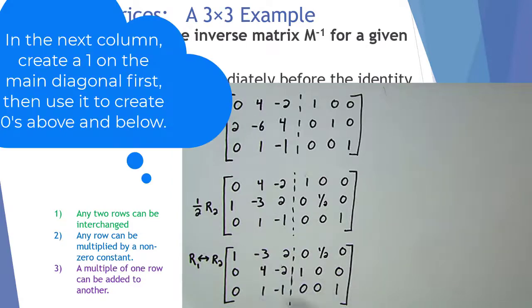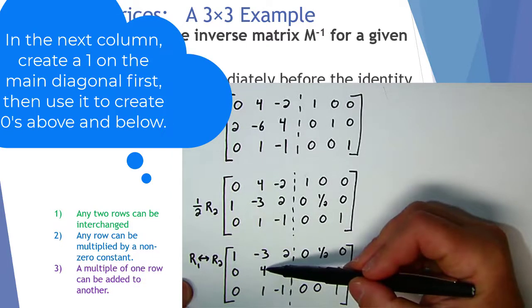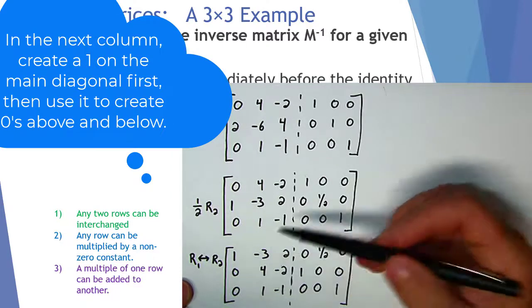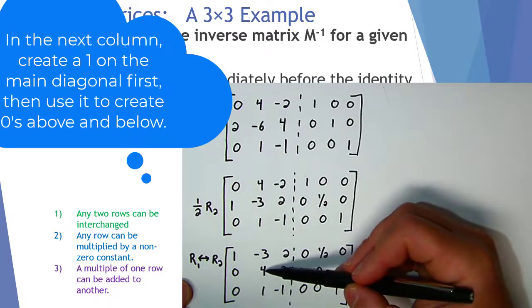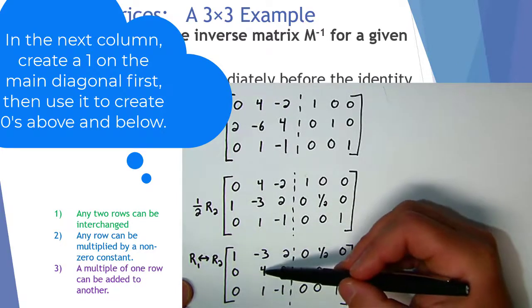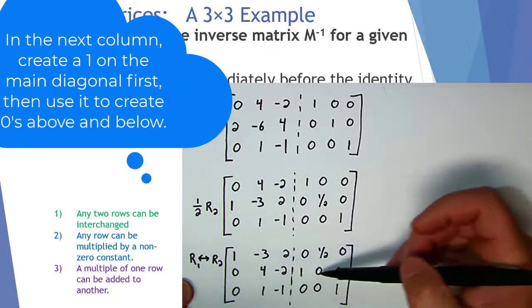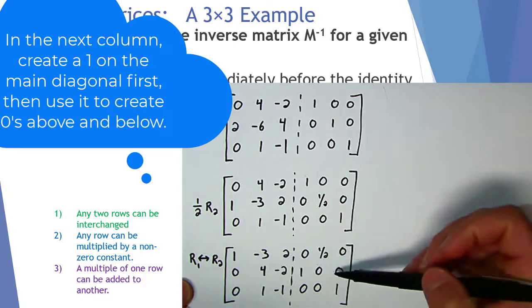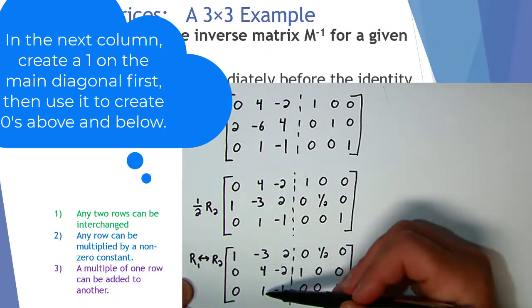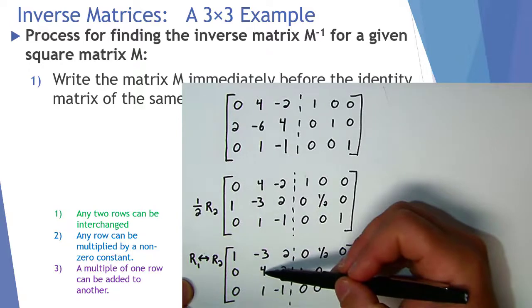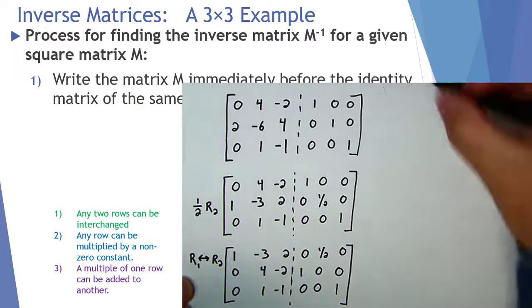Let's move on to our second column. We want to get a 1 in this position and a 0 above and below it. So how can we get a 1 in this position? Well, we could multiply that by 1/4, which would get us a 1, but then we're going to have some more fractions, and we try to avoid those. There is a 1 right down here. Let's just switch row 2 and row 3 to get the 1 in this position instead of that position.